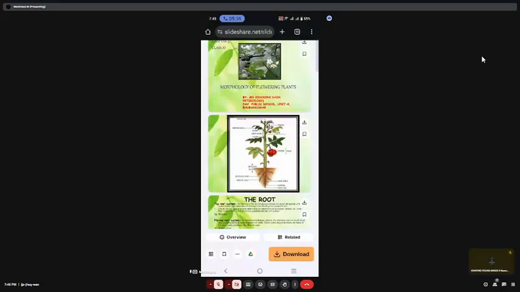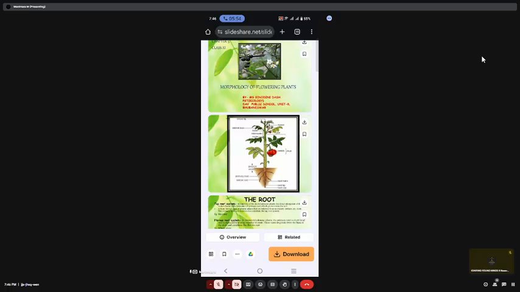So the root system develops from which part? Plumule, radicle? Radicle, ma'am. Yes, radicle. The root system is developed from the radicle. What is the color of the root generally? Brown color, ma'am. Brown in color.